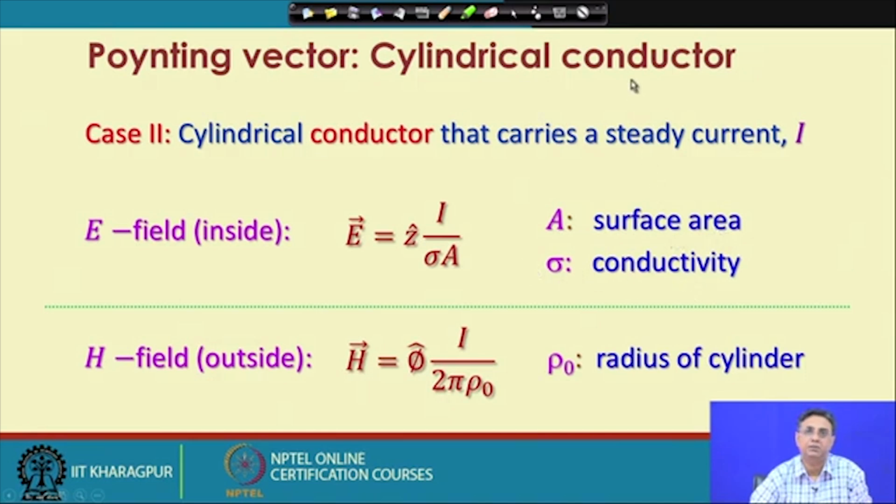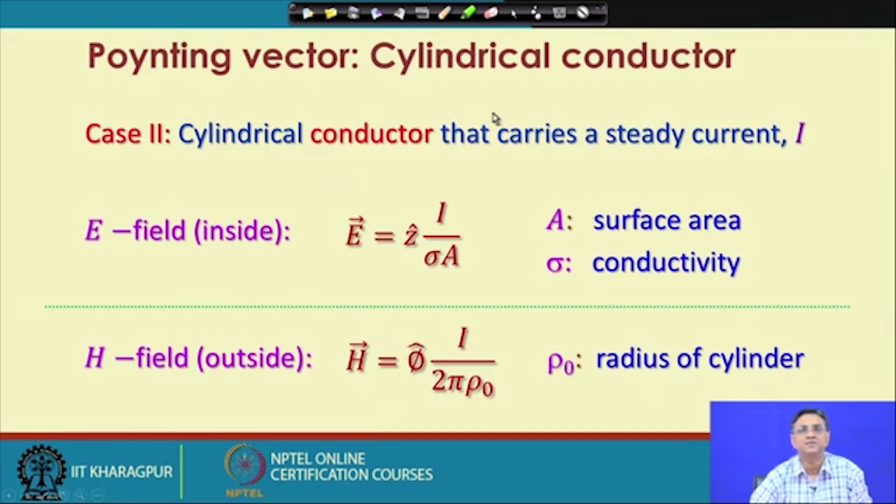In place of J we have written I by A, where A is the surface area and sigma is the conductivity of the conductor, and the magnetic field outside this conductor can be represented by H equal to phi cap I by twice pi rho. So, z and phi are mutually orthogonal. z is along the axis of the conductor, phi is in the azimuth. So, E cross H should represent a direction perpendicular to z and phi and in the outward direction. So, this will be evidently along the rho direction, that is the radius vector direction of the cylindrical coordinate system.